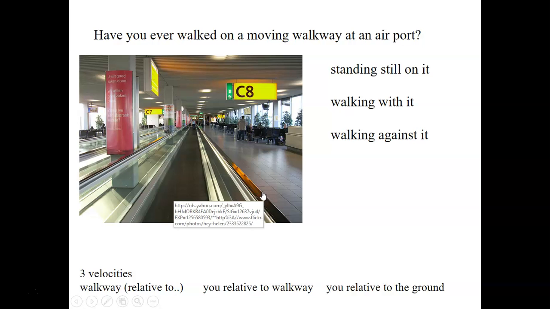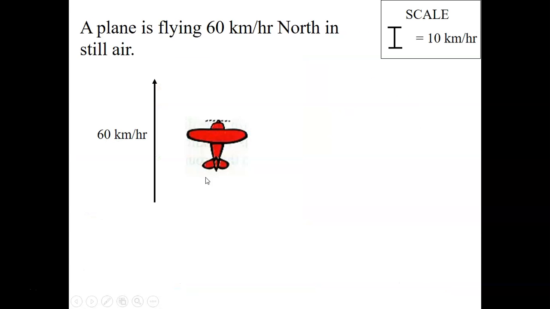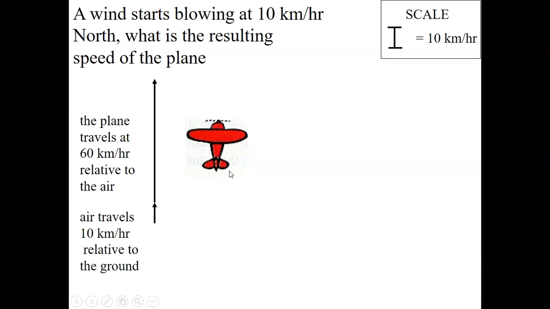So when you walk with the walkway, you're adding two positive vectors or two negative vectors, and they combine, they add up because they're in the same direction, and your speed increases. When you walk against it, you're subtracting vectors. Okay, so here we've got an airplane that can fly 60 kilometers per hour in still air, if the air is stationary.